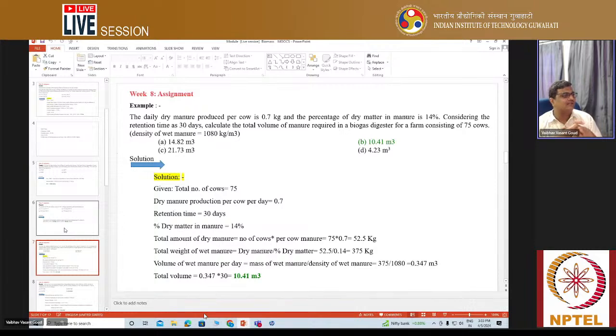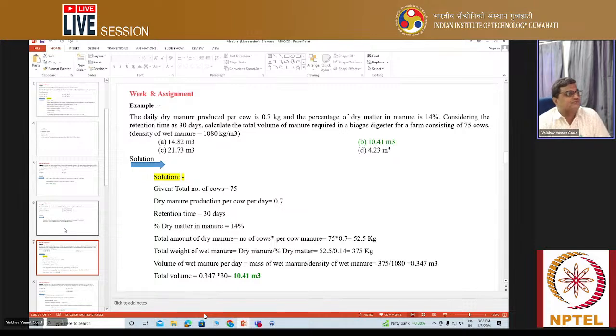Similarly, assignment 8 is specific to biogas processing only. It asked to calculate the total volume of manure required in the digester system for a farm with around 75 cows. The dry manure produced per cow is given, as well as the dry matter percentage in the manure, 14%, and the density of the wet manure, 1080 kg per meter cube. Clear?